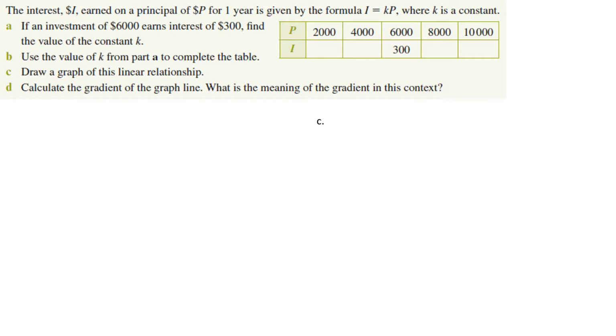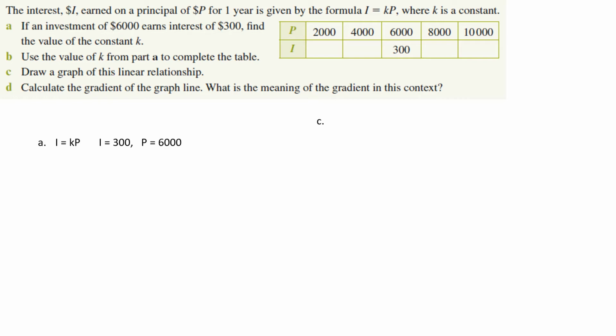Let's have a look at the second example. The interest, I, earned on a principal P for 1 year is given by the formula I equals KP, where K is a constant. If an investment of $6,000 earns interest of $300, find the value of the constant K.